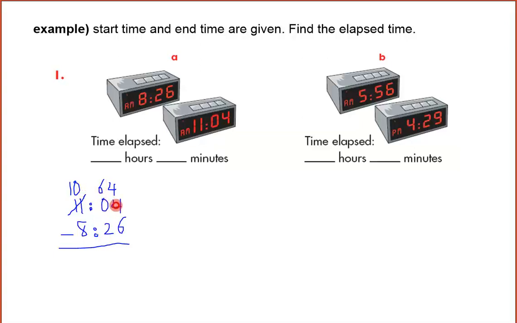Okay, now again we cannot work with 4, so I take 1 from the tens digits and 10 will be added to the ones digits. Now I can take 6 out of 14, it will be 8. I can take 2 out of 5, which will be 3. And of course I can take 8 out of 10, which will be 2. So the final answer is 2 hours and 38 minutes.